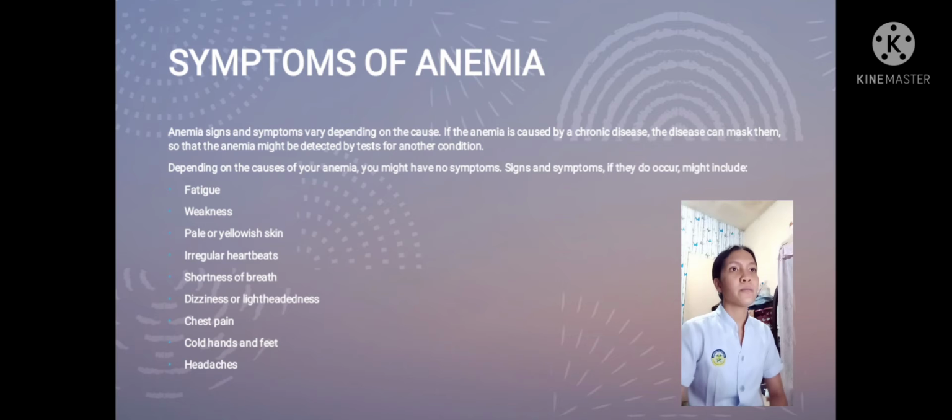So now, the symptoms of anemia. Anemia signs and symptoms vary depending on the causes. If the anemia is caused by a chronic disease, the disease can mask them so that the anemia might be detected by tests for another condition. Depending on the causes of your anemia, you might have no symptoms.